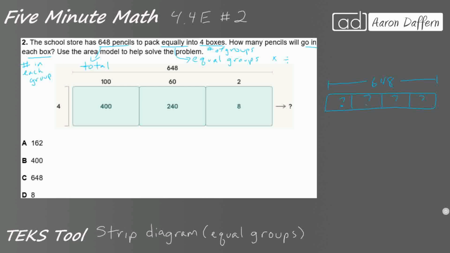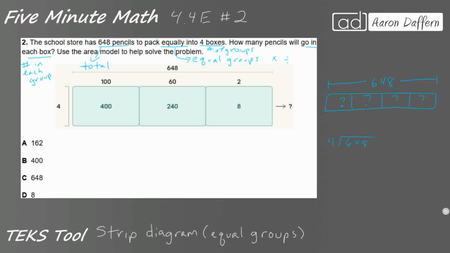All right, so let's now use this area model. Take a look at what they're doing here. They took this 648 and look at this 100 and then 60 and 2. What is that all about? Well, let's do long division and we can see how that area model actually helps give us the answer. So if I want to divide 648 into 4 equal boxes, I'm going to use long division like this.